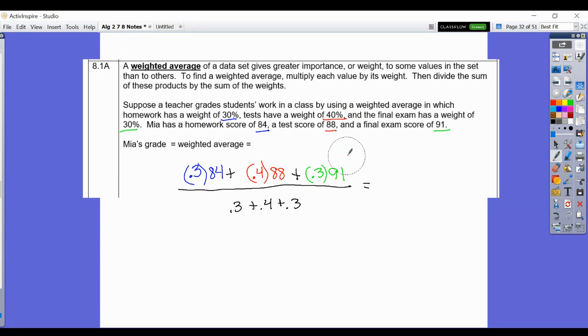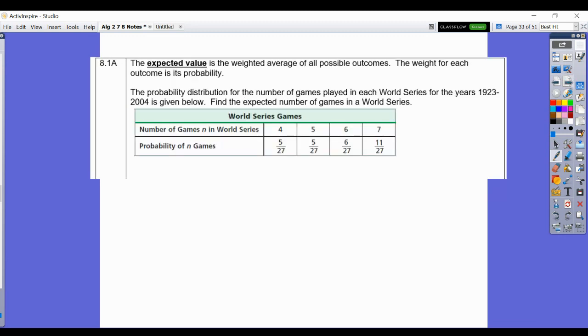Anyway, so this is obviously going to be a calculator thing. When you are typing it in your calculator, be careful that you put an extra set of parentheses around your entire top and your entire bottom and divide them. Or in this case, you can just add up the top and it adds up to 87.7 divided by 1. So her score in the class right now would be an 87.7, assuming that's probably her percent. So that's a weighted average.